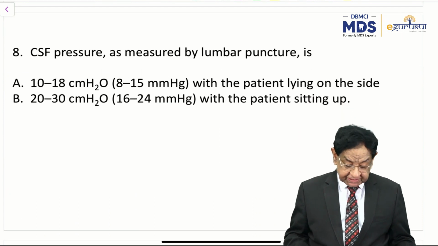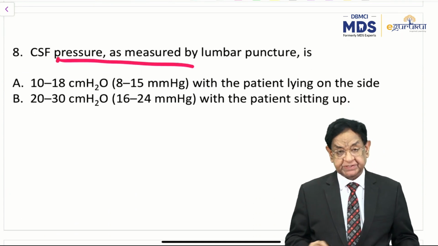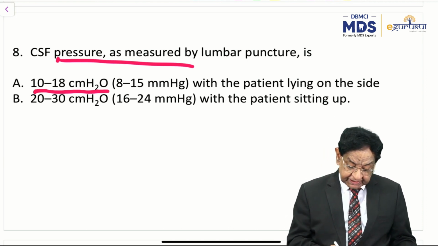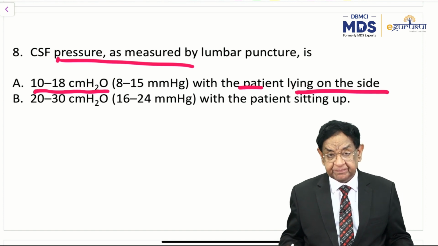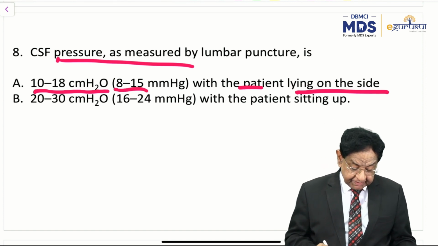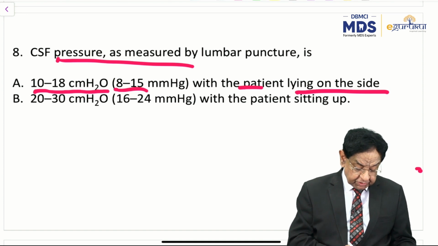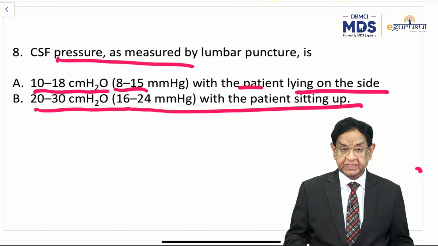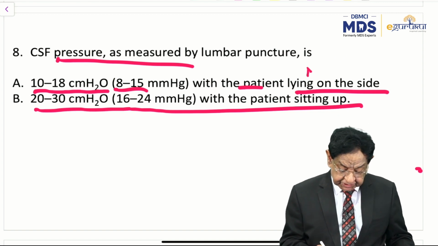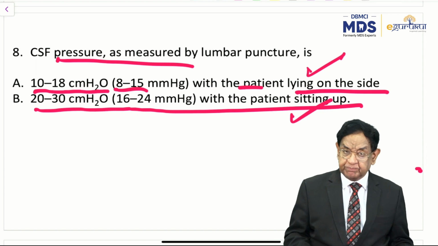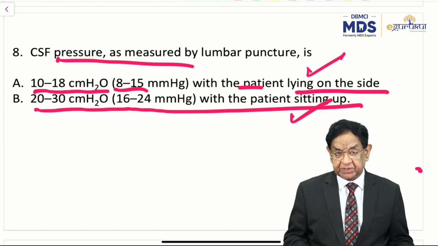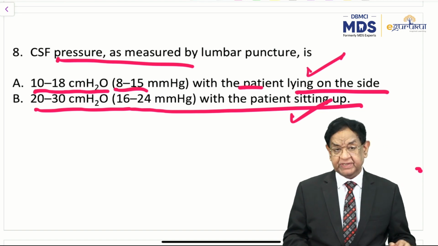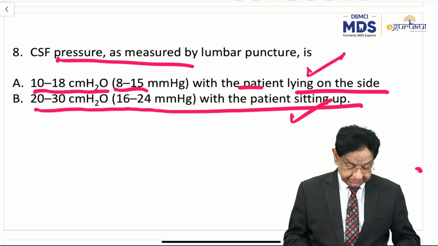Well, as far as CSF pressure is concerned, how much is CSF pressure? 10 to 18 centimeter of water in the patient on the side. That is 8 to 15 millimeter mercury. 20 to 30 centimeter or 16 to 24 when the patient is in sitting up position. I showed you, the patient can be in lying position or maybe sitting position. In both positions we can check the pressure, but definitely pressure in the sitting position is more than what we have in the lying position.